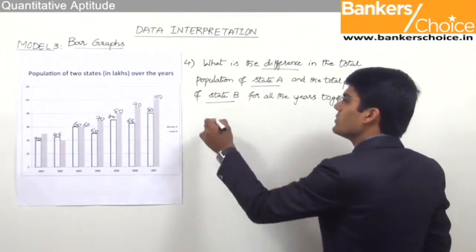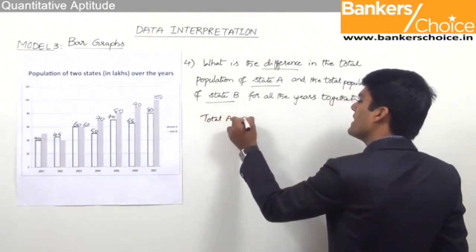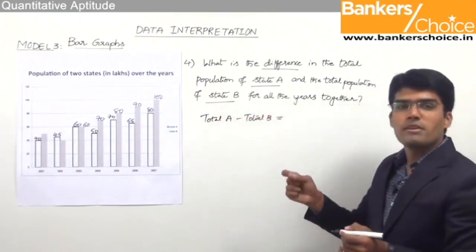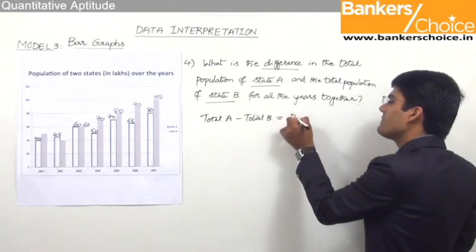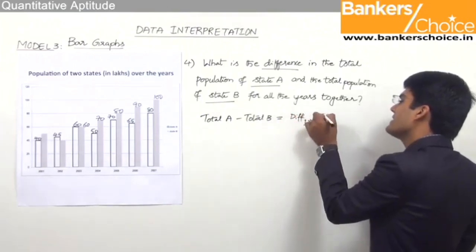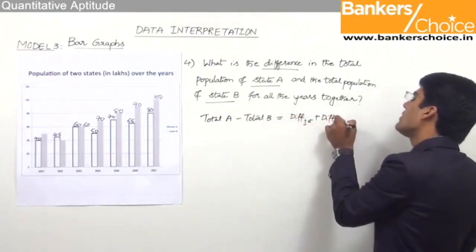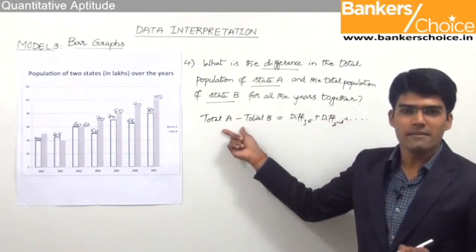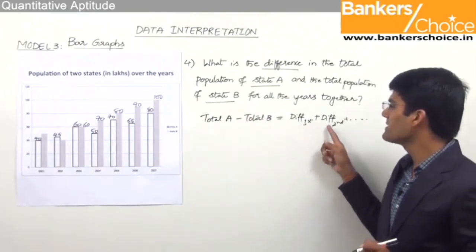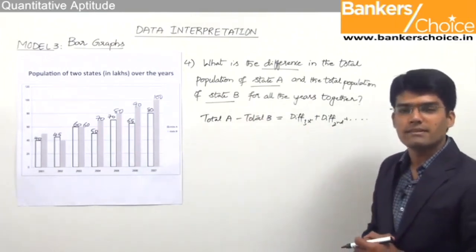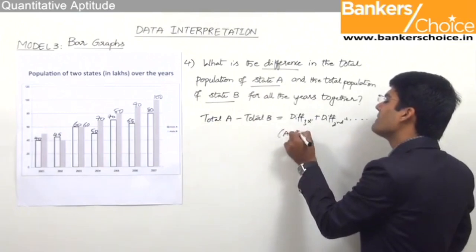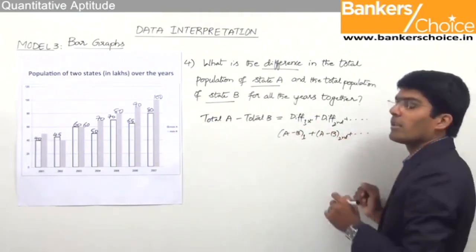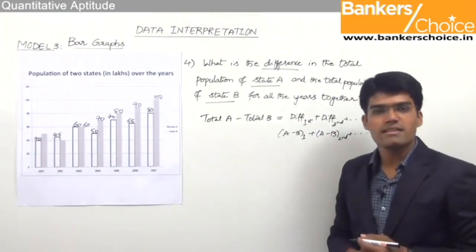So what we do here is total population of A minus total population of B will be taken as the difference of their populations for each of the years. That means the difference in first year plus the difference in second year and so on for all the years together. So instead of finding out total of A, total of B and then taking the difference, we'll take the difference in each of the years and add all the differences. So that is nothing but A minus B in first year plus A minus B in second year and so on for all the years. So let's see what is the total difference in their populations.